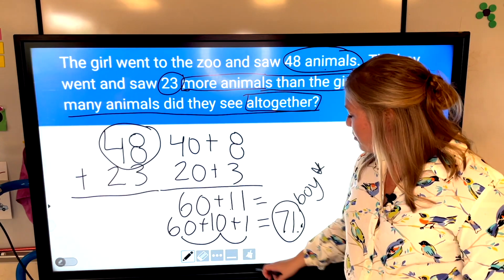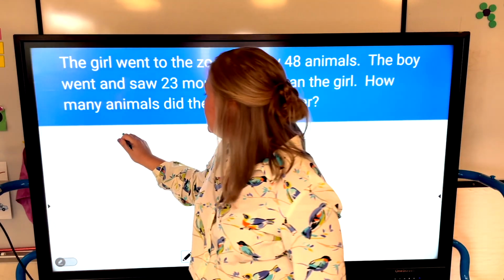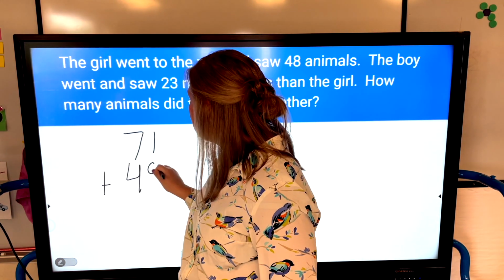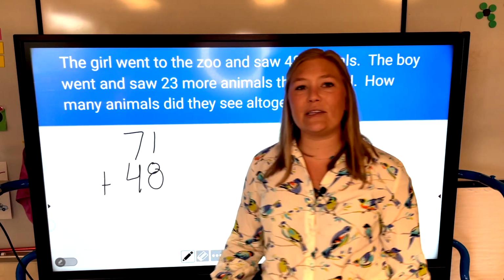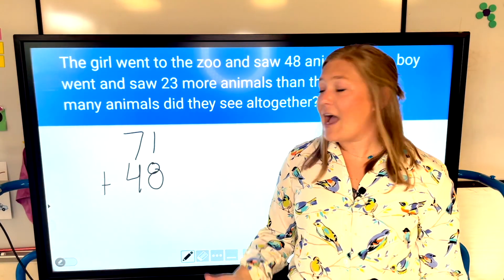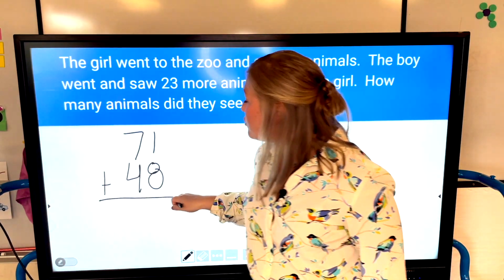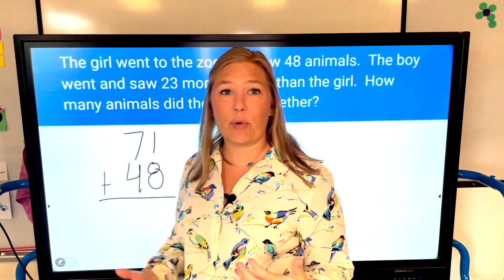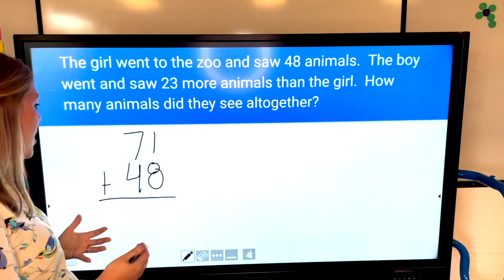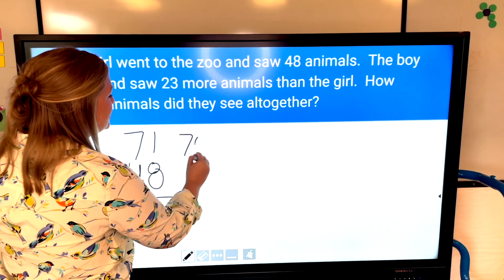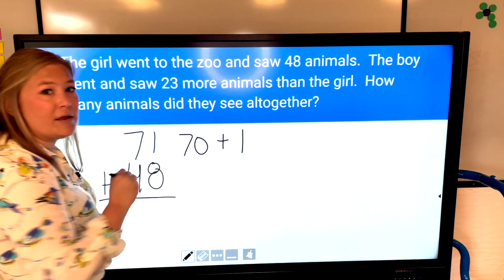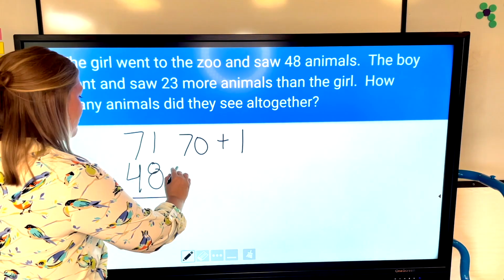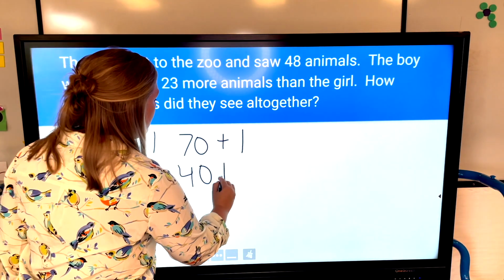I'm going to clear off the board. And I'm now going to take 71 plus 48. Remember, 71 is how many animals the boy saw. And 48 is how many animals the girl saw. Let's do this in expanded form as well. So I'm going to break apart that first number, 71. I'm going to break it apart into 70 plus 1. Now I'm going to break apart the number 48. So I have 40 plus 8.